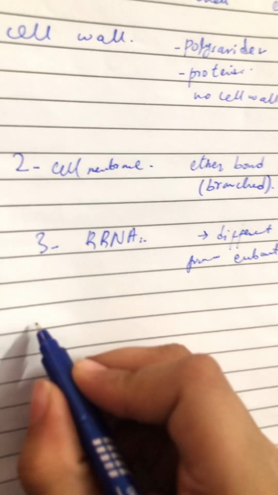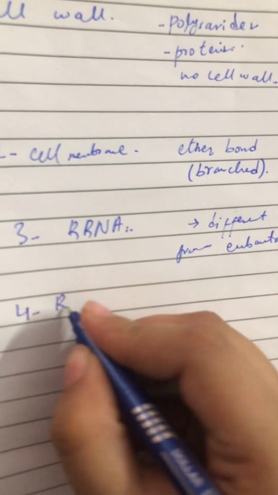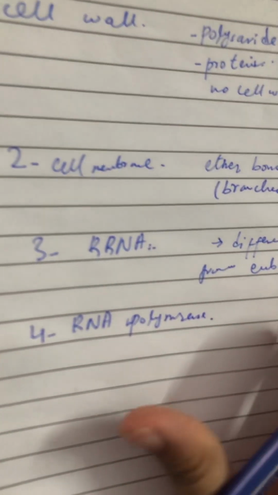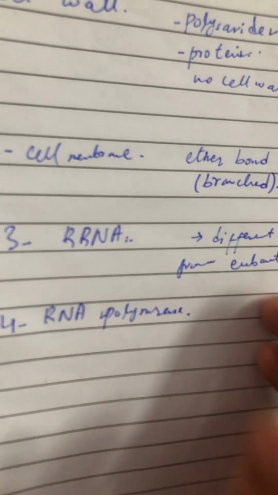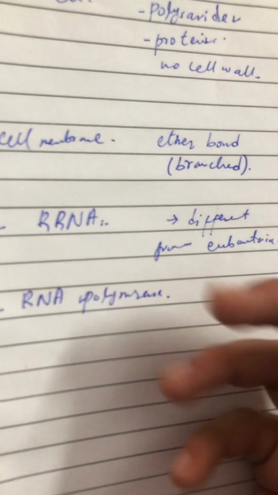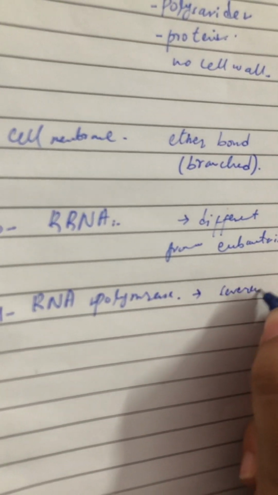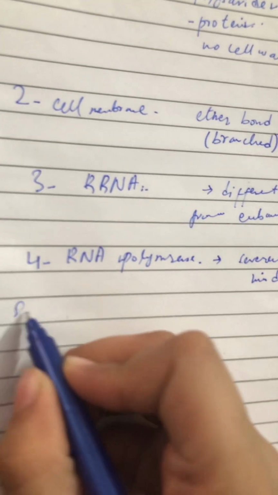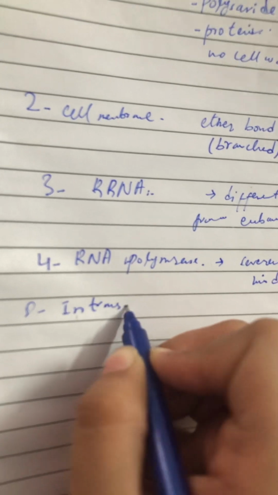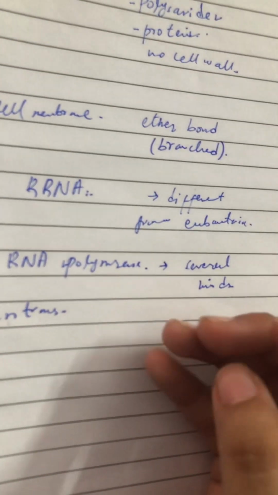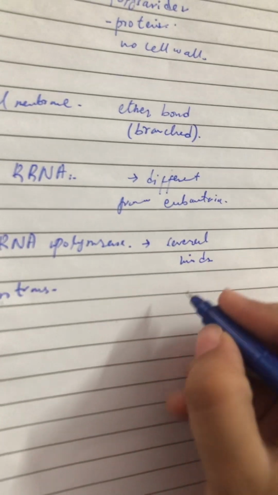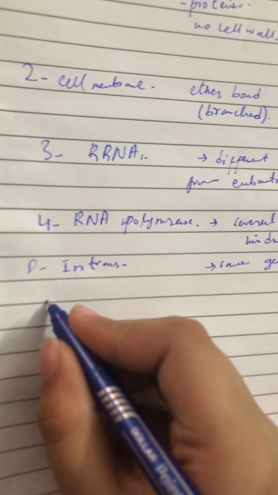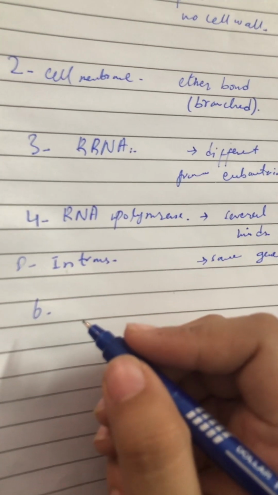What is RNA polymerase? It is an enzyme, right? RNA polymerase in Archea is present in several kinds, not in one kind. After that, if we talk about introns in Archea, they are present in some genes, not all.